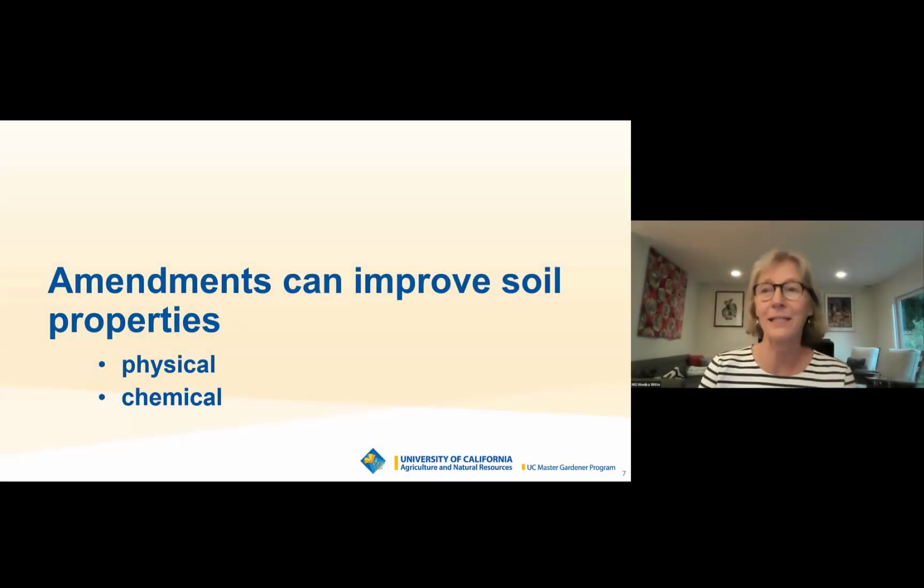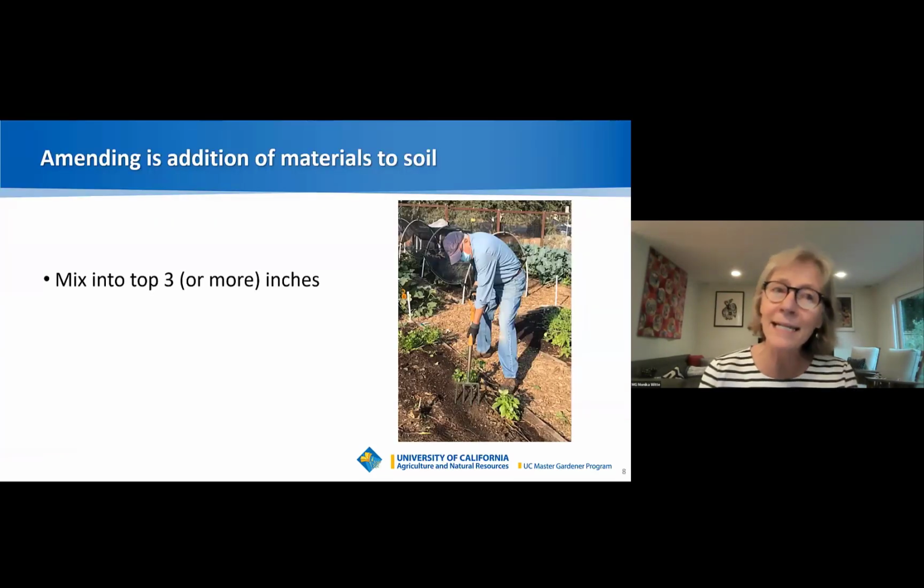I'm going to start with amendments. And I want to emphasize that amendments can modify soil properties, physical and chemical properties. Amending is adding materials to soil. So they're materials that are tilled, dug, or somehow incorporated to modify soil in a zone where the roots will grow. And when I use the term till, I mean that the soil is turned over mechanically with a shovel or perhaps with a rototiller. The soil is mixed in some way with the material that we're amending with.